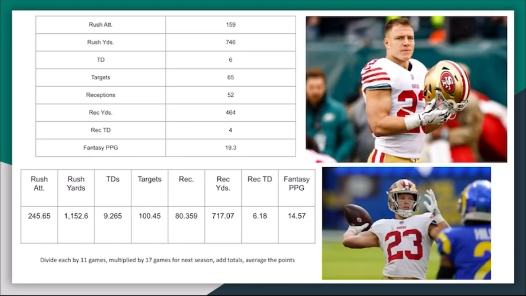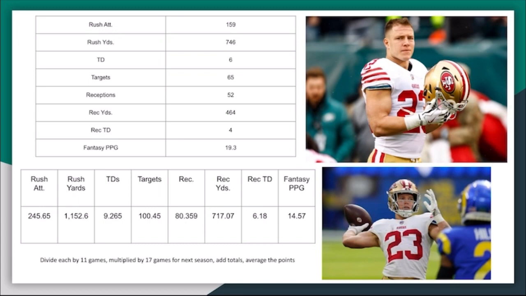So we take that same sample size, what he had with the 49ers, it's the same thing as the last slide, and we take this method and we apply it. So if we look at next year, Christian McCaffrey: 245 rushing attempts, 1,100 yards, around 9 touchdowns, 100 targets, which he's done twice already. Get about 80 receptions out of that, 717 yards, and 6 reception touchdowns. That gives you 14.5, which is a lot lower.